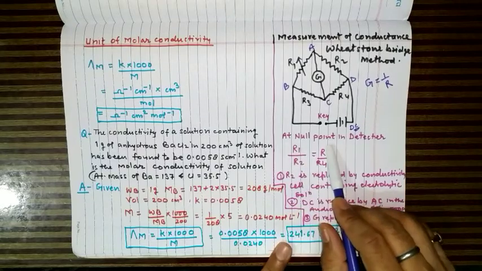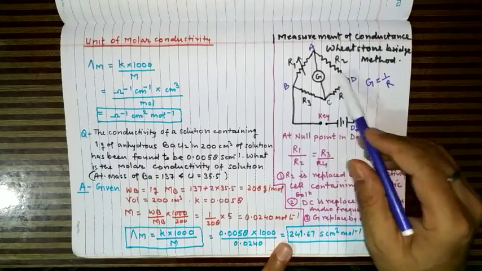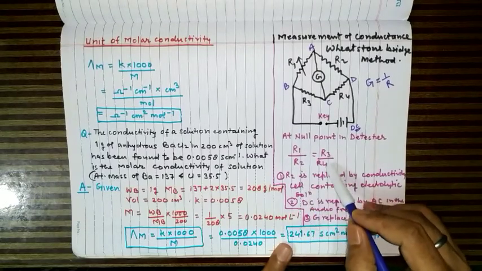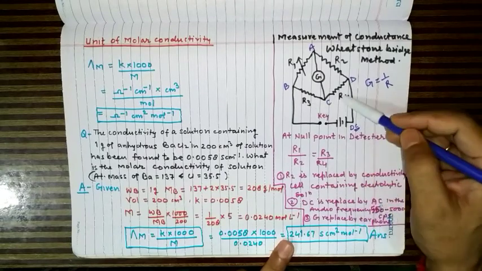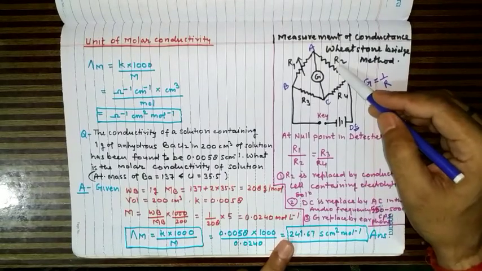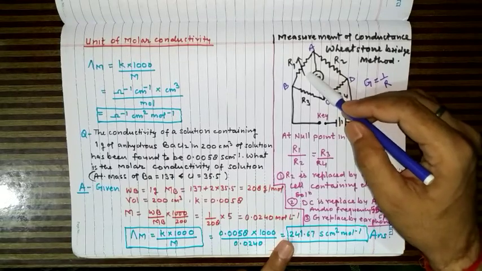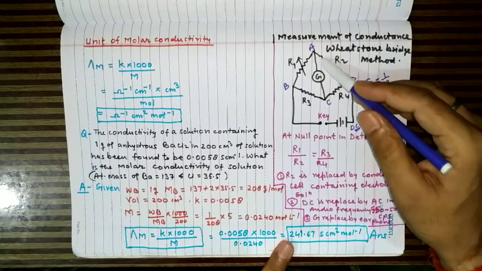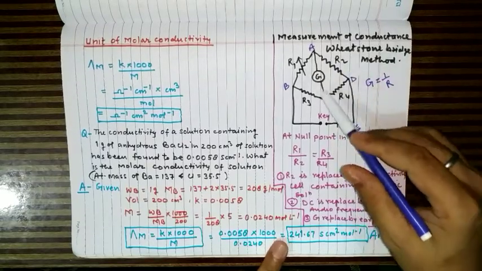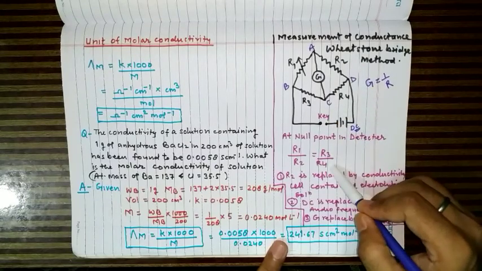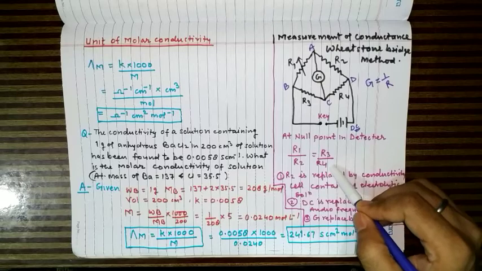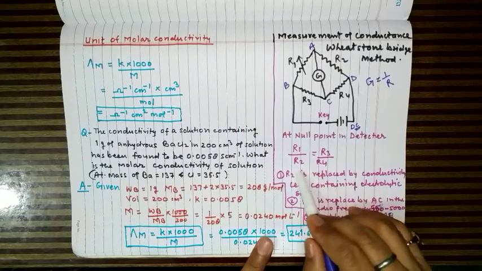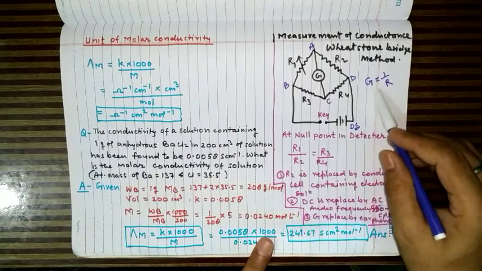Now this bridge is used. At the null point in the detector, here in the galvanometer, the ratio of R1 to R2 is equal to R3 to R4. In this case R3 and R4 are fixed, R2 is our unknown resistance which is to be measured, and R1 is variable. So we try different resistances one by one and we see in the detector when the null point comes. At the null point the ratio R1 to R2 becomes equal to R3 to R4. Now from here we can measure our unknown resistance, that is R2. In this way it can be measured, and then we can measure the conductance.